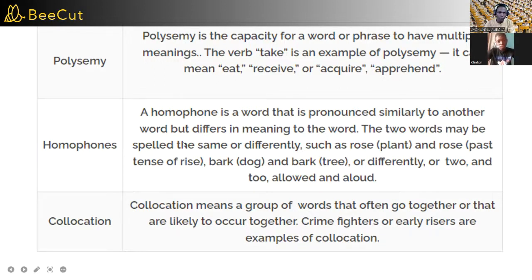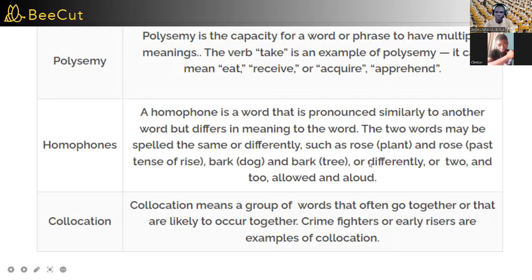Now we're talking about homophones. A homophone is a word that is pronounced similarly to another word, but differs in meaning. They don't have the same meaning this time around, but they sound the same way. That is why they are called homophones. The two words may be spelled the same way, or they may be spelled differently, such as rose and rose: rose of a plant and rose, past tense of rise. Also bark, when a dog is barking, and the bark of a tree.